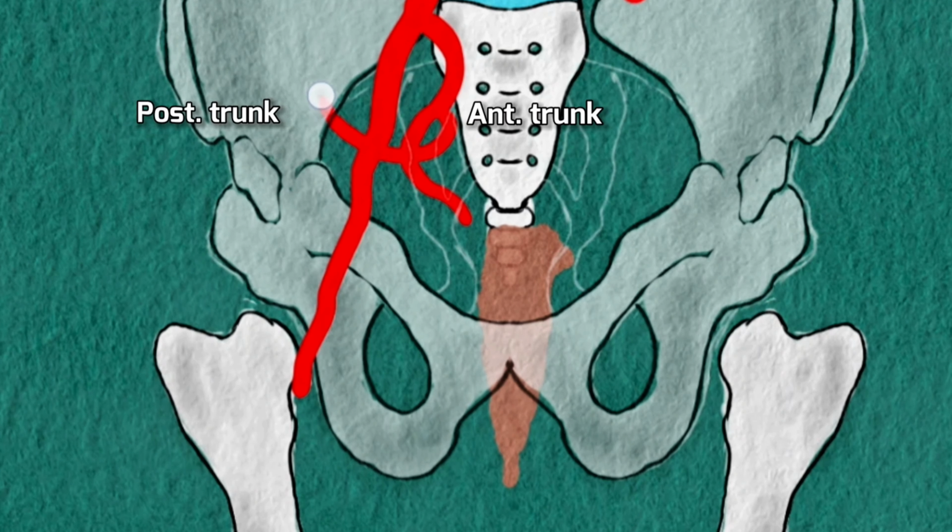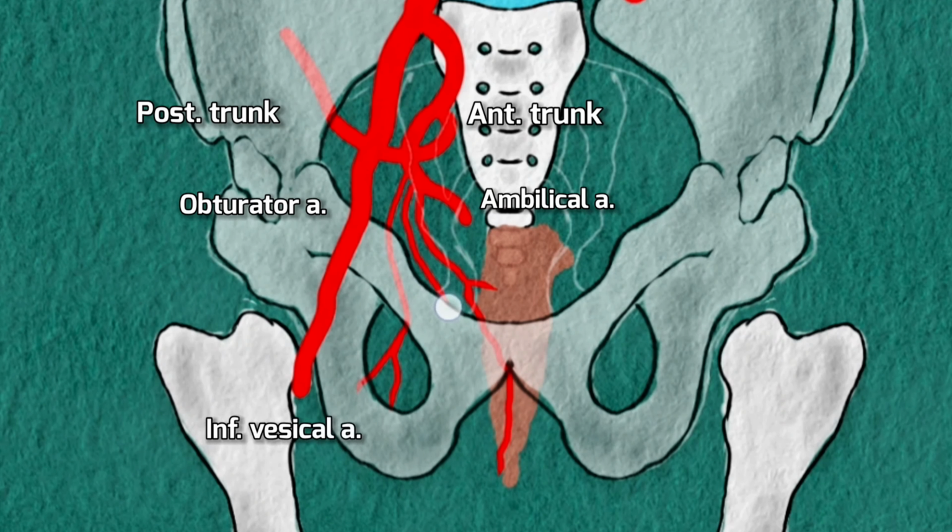The anterior trunk gives rise to numerous branches that supply the pelvic organs, the peritoneum, and the gluteal and adductor region of the lower limb. Let's see the branches of the internal iliac artery. The obturator artery supplies the muscles of the adductor region. The umbilical artery gives rise to the superior vesical artery, which supplies the superior aspect of the urinary bladder. The inferior vesical artery supplies the lower aspect of the bladder.